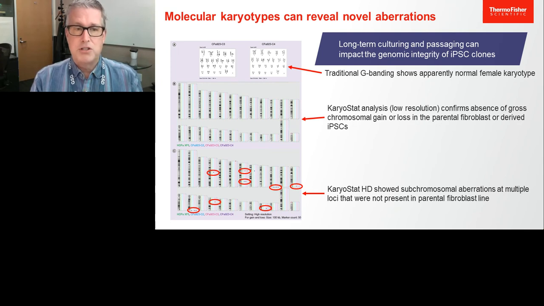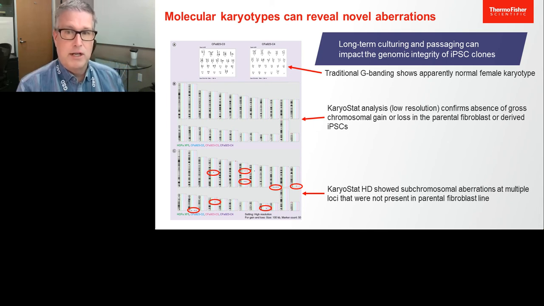One of the better ways to make sure that you haven't induced a chromosomal anomaly by passaging in culture is to do a molecular profile using the karyostat microarray.